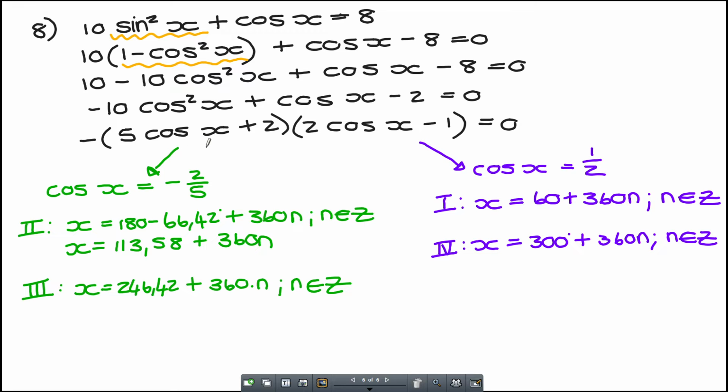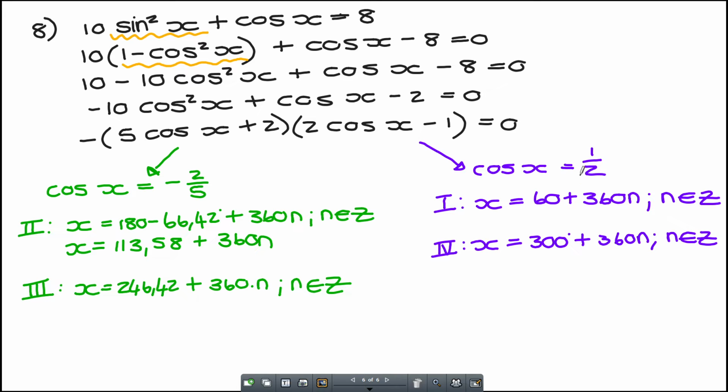Dan kry ek 5 cos x plus 2 en 2 cos x minus 1. If I work with the first bracket, it means that cos x would be minus 2 over 5. And cos is negative in quadrant 2 and 3. Okay, so in quadrant 2 gaan jy mos sê 180 minus my hulphoekie. And that gave you 113,58 plus 360n. Okay, in the third quadrant, it would be 180 plus that help angle of 66,42, and this way kom by die 246,42.